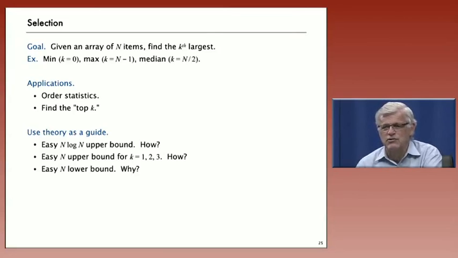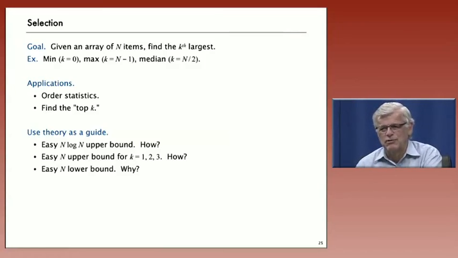In fact, if k is small, the running time is going to be proportional to n. Because if you're looking for the smallest, you can just go through the array and find the smallest in one pass through. Or for 2, you find it in 2 passes through. So you can imagine trying to look for a selection algorithm that takes time proportional to n. And also the lower bound is n because you have to look at everything. If you don't look at everything, you might miss the one item that you're looking for.